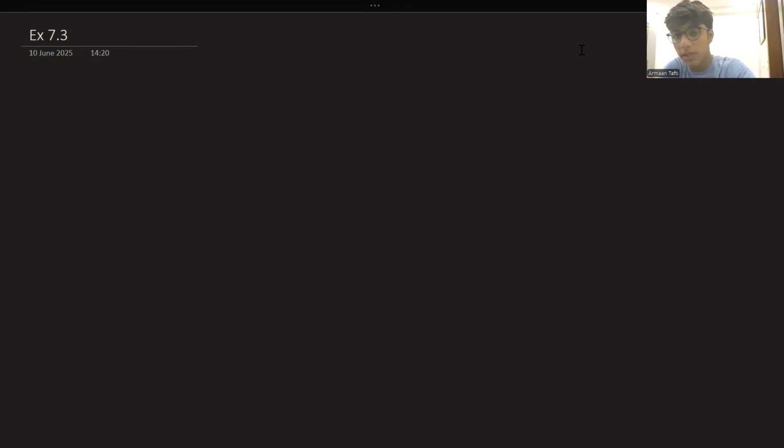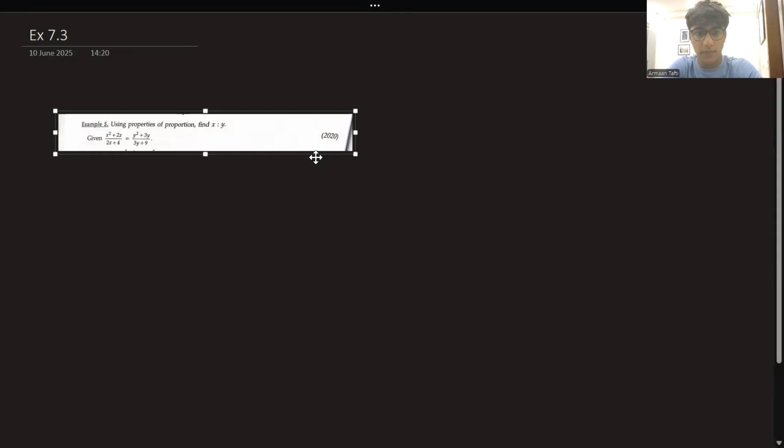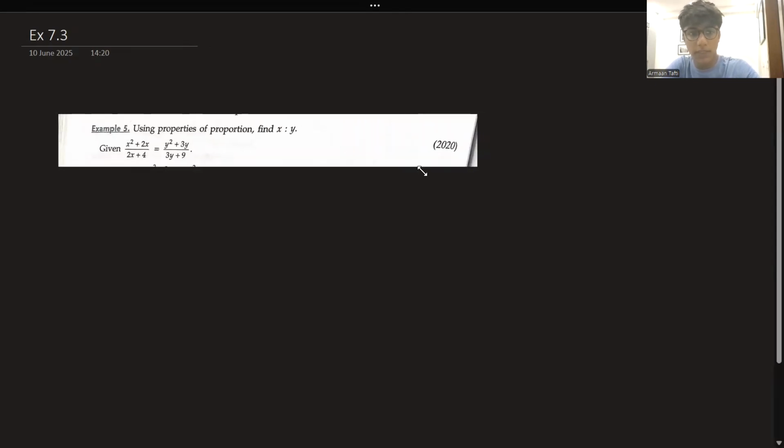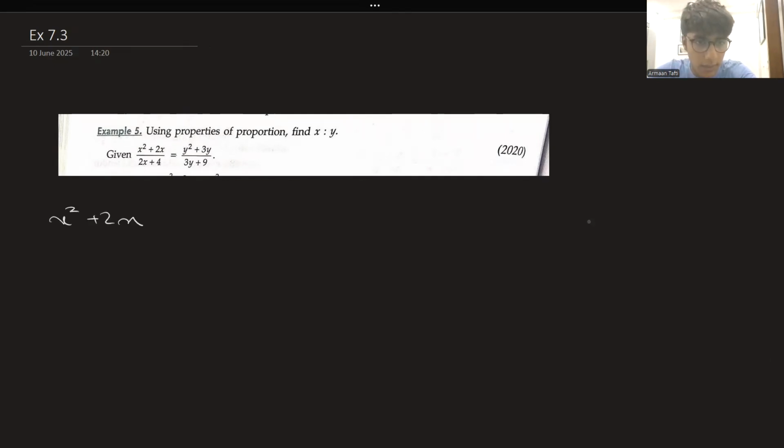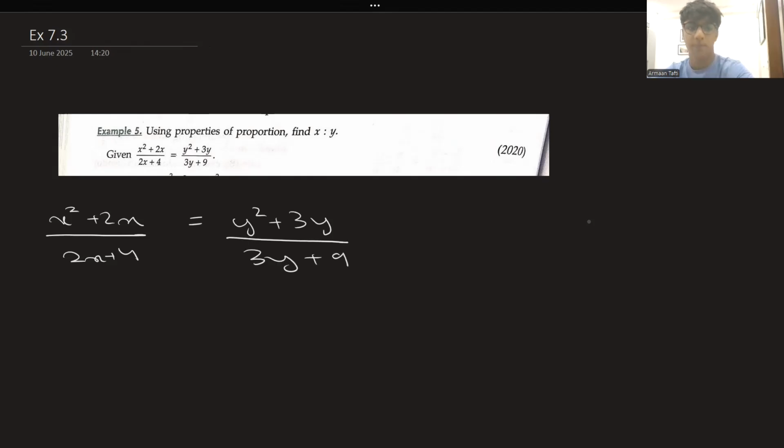Now that we've discussed some of the terms that are required for proportion, let's move on to the questions related to these terms. And first question, let me just paste it here. I've tried to pick as many board questions as possible because these are the type of questions you will see in your papers. So the first question: using the properties of proportion, find x is to y, given that x squared plus 2x by 2x plus 4 is equal to y squared plus 3y by 3y plus 9.